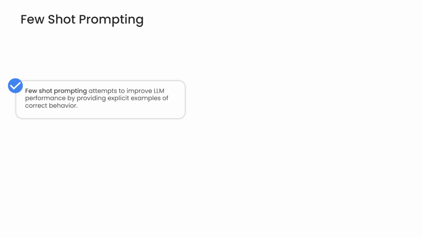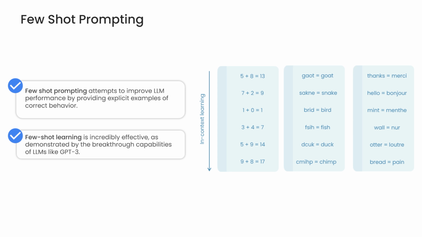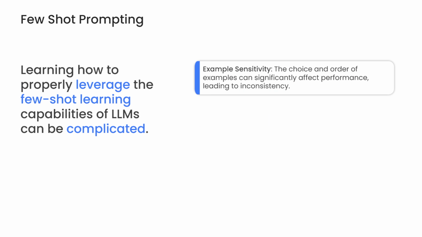Beyond just a task description, we can augment our prompt with high quality input output examples. Few shot prompting attempts to improve LLM performance by providing explicit examples of correct behavior. Few shot learning is incredibly effective, as demonstrated by the breakthrough capabilities of LLMs like GPT-3. However, learning how to properly leverage the few shot learning capabilities of LLMs can be complicated.